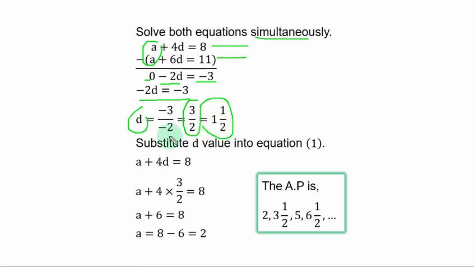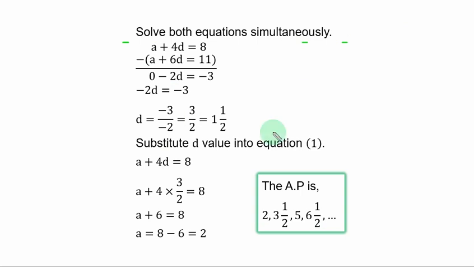To get a, you need to substitute the value into equation 1. This is equation 1. You replace d with 3/2. When you simplify this term, you have a plus 6 equal to 8. A becomes 8 minus 6, and that is 2. Therefore, the AP is: first term is 2. To get second term, you add common difference to 2. You have this and so on.